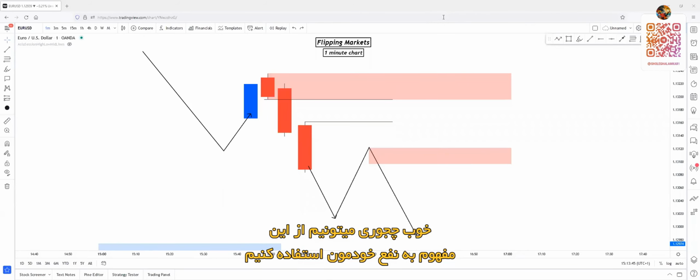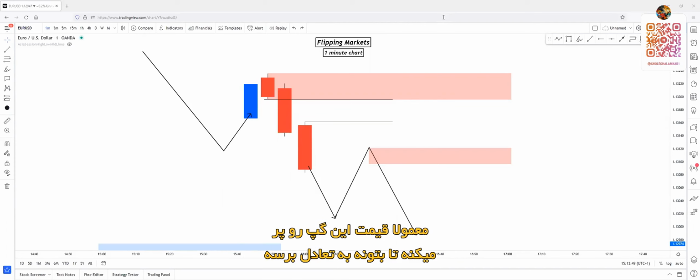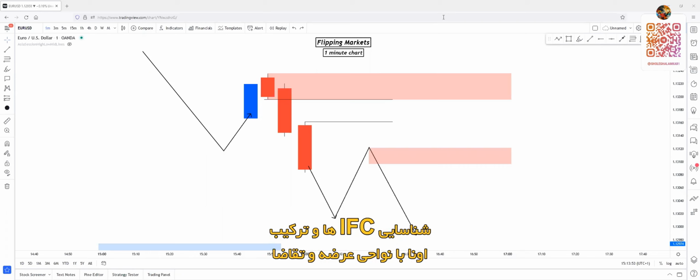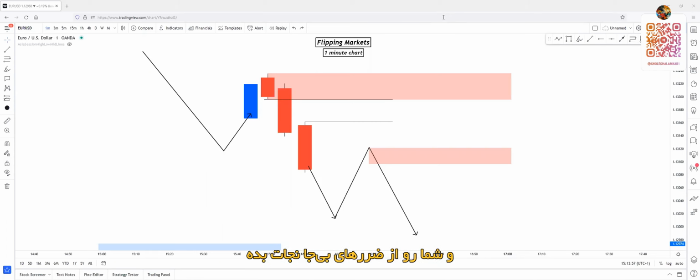Okay, but how can we actually use this to our advantage? When the market moves rapidly and leaves inefficiency behind, price usually fills the created gap to restore the balance. Marking inefficiencies and combining them with supply-demand zones can help you avoid a lot of early entries and save you from unnecessary losses. Okay, so let's see the example.